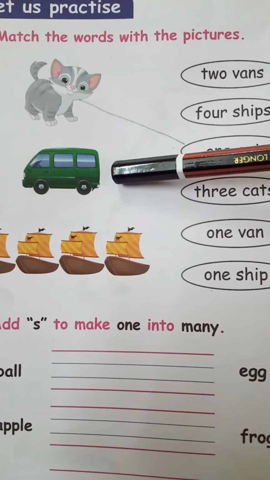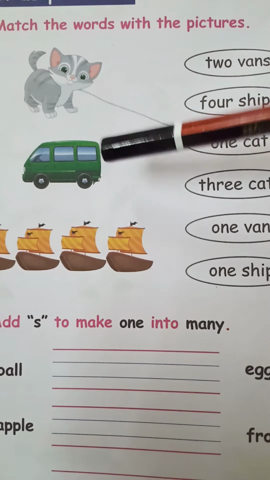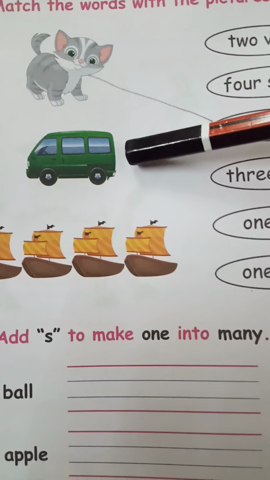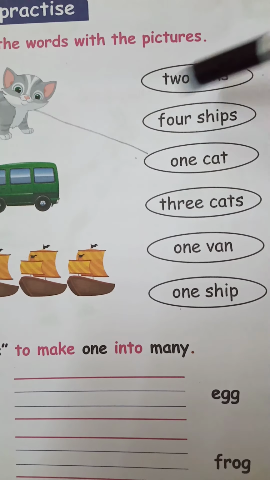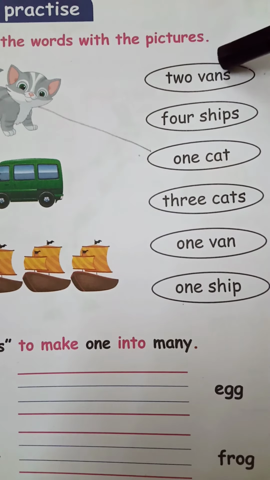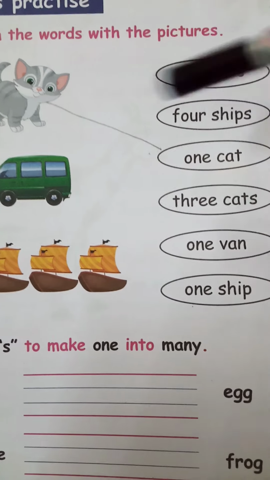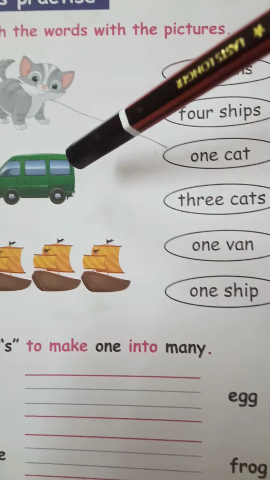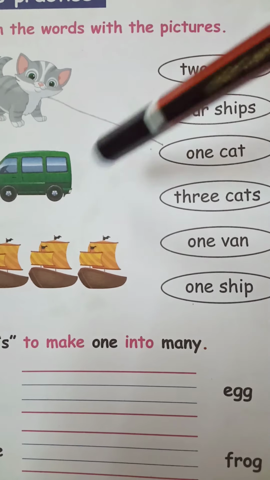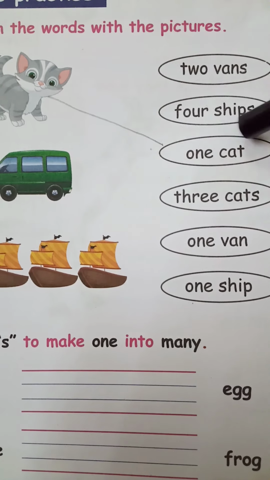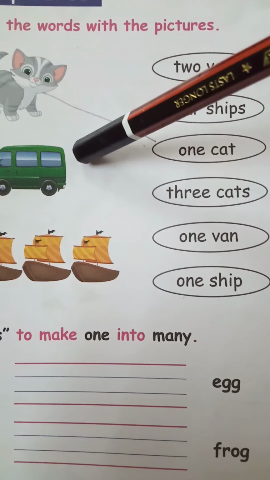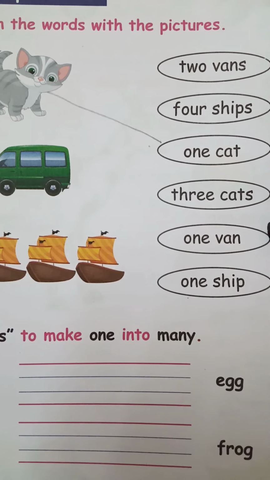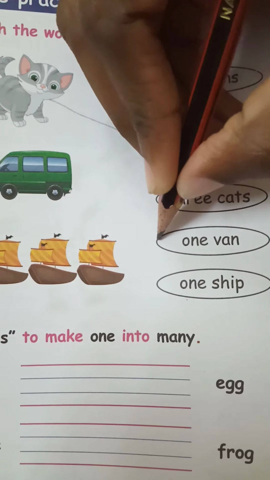Next, what is this? This is a van. What is this? This is a van. First see two vans. Does this match with this? No. So next, four ships. Is this a ship? No, it is not a ship. Next, one cat. One cat we have already found. Three cats. Is this a cat? No. This is one van. Yes, this is the correct answer.